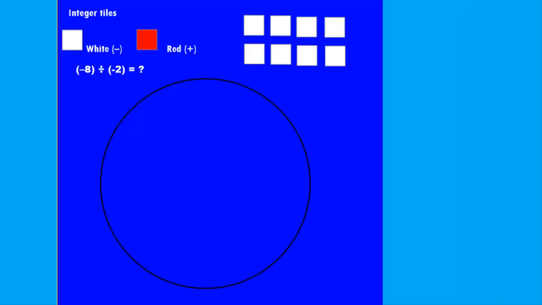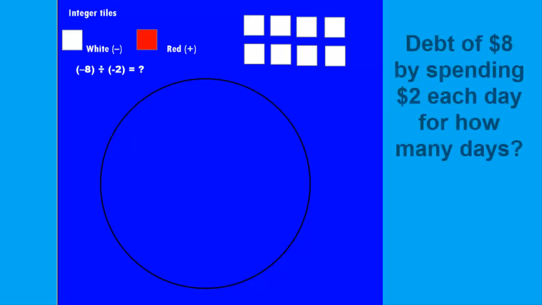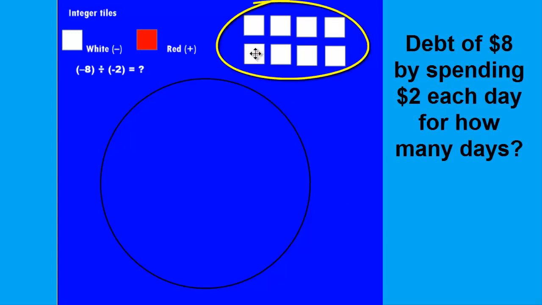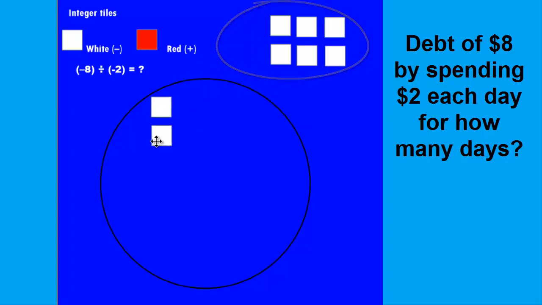We can use integer tiles to show division as well. Negative integers are represented with white units and positive integers with red units. This example will use tiles to show the division of integers by equal grouping. You accumulated a debt of $8 by spending $2 each day for how many days? The debt is shown by negative 8. The spending each day is shown by negative 2.